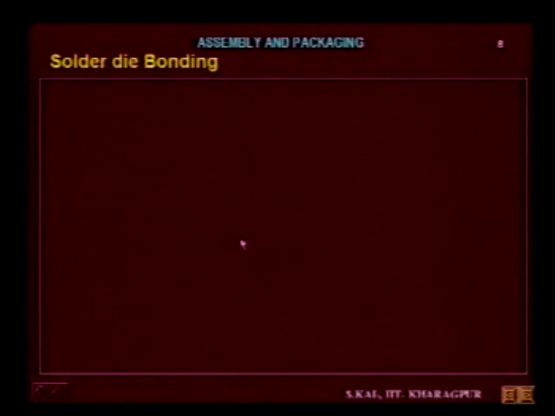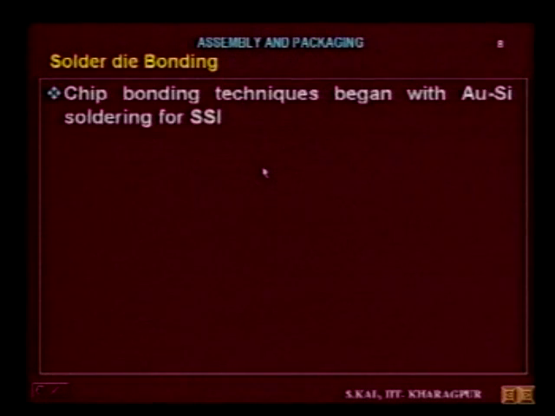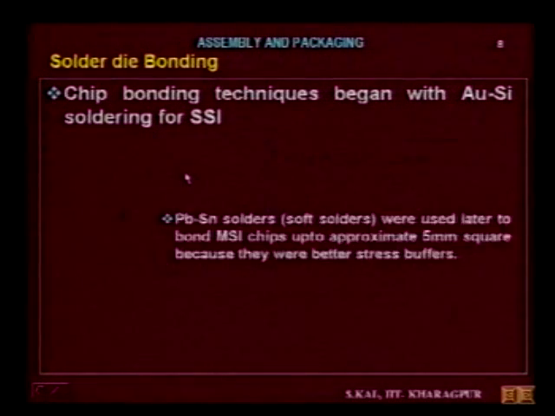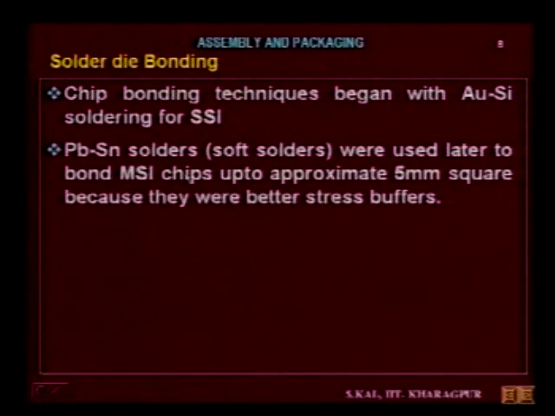Now I will discuss the solder die bonding technique. Chip bonding techniques began with gold silicon soldering for small scale integrated circuits, that is solder die bonding. Lead tin solders, which are also known as soft solders, were used later to bond MSI chips up to approximately 5 mm square because they were a better stress buffer compared to hard solder.